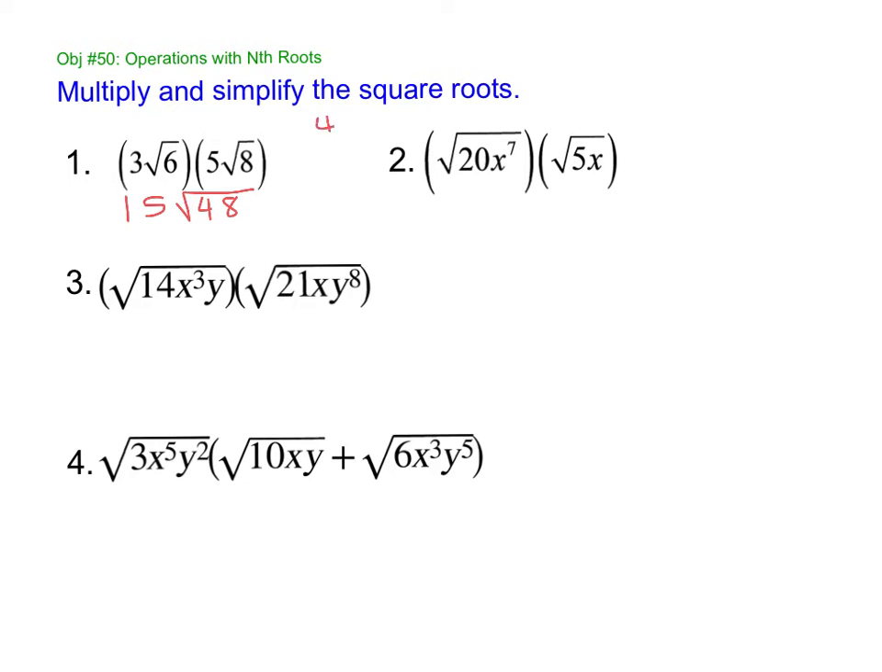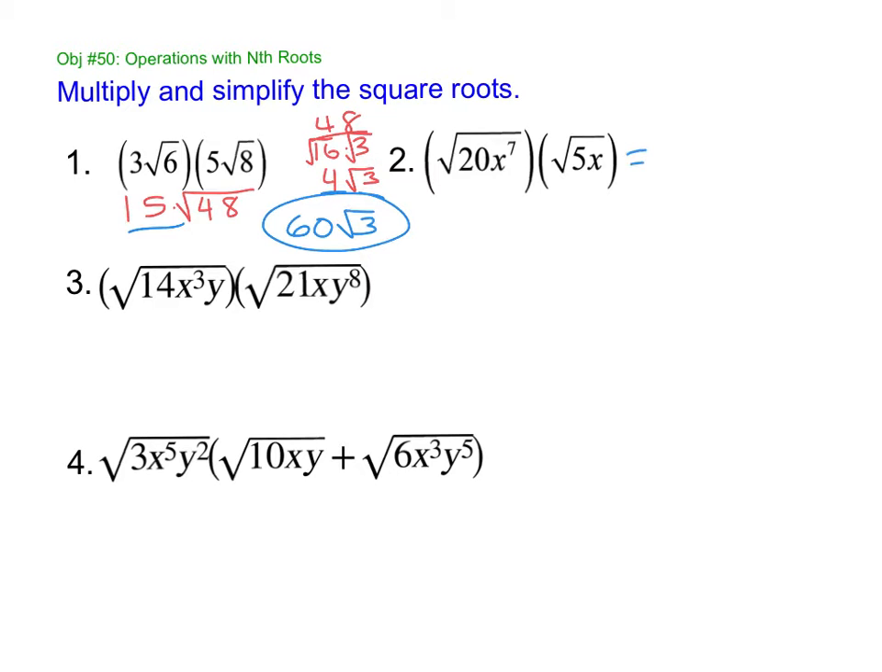So 48 is 16 times 3, right? So the square root of 16 is 4. The square root of 3 is just the square root of 3. And then 15 times the square root. So we end up multiplying 15 times 4, and we get 60 root 3.